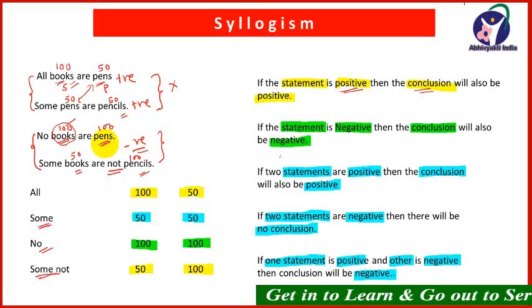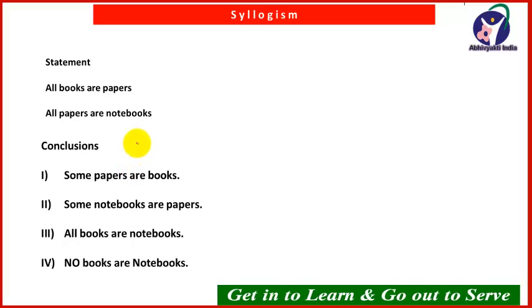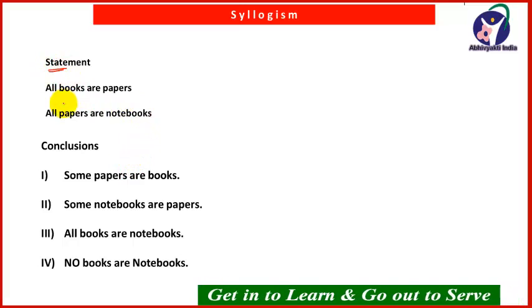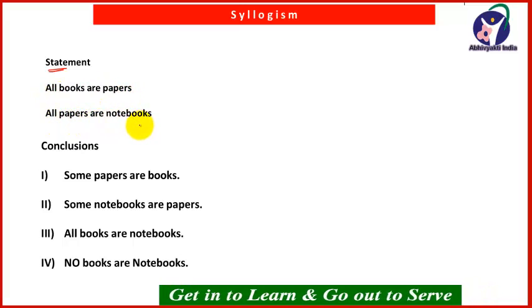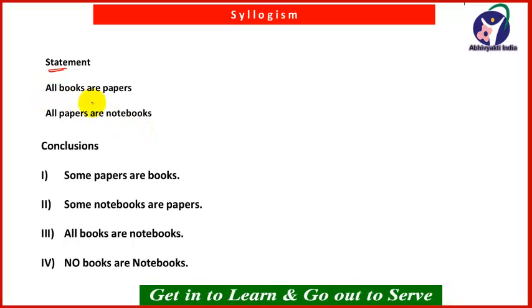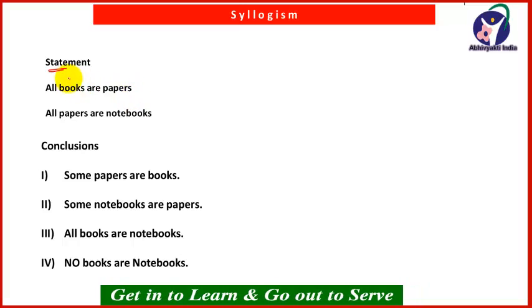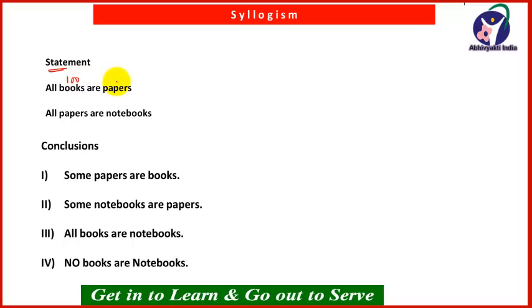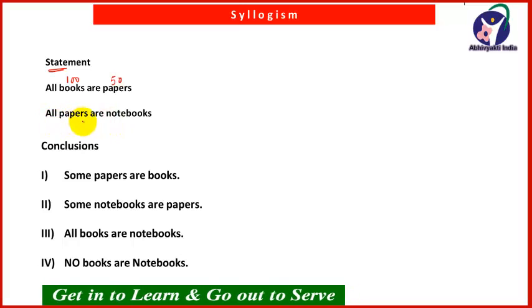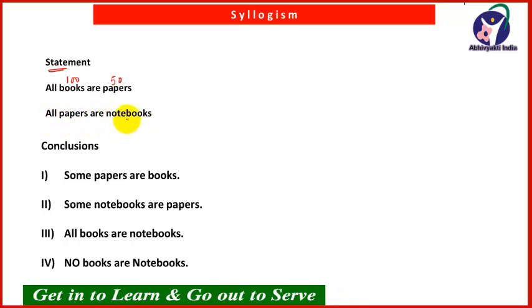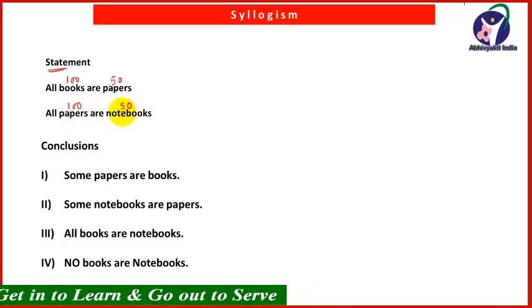Now let us start with the actual problems. Let us start with the simple questions. The statements are: all books are papers, all papers are notebooks. As per the rules, when the statement begins with all, we give books 100 and papers 50. The second statement is all papers are notebooks. Here papers will be 100 and notebooks will be 50.